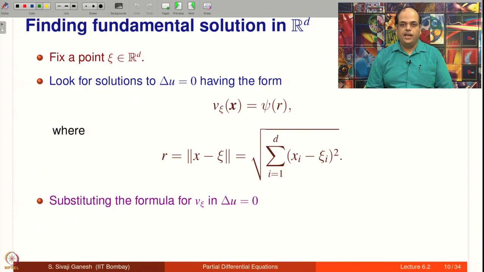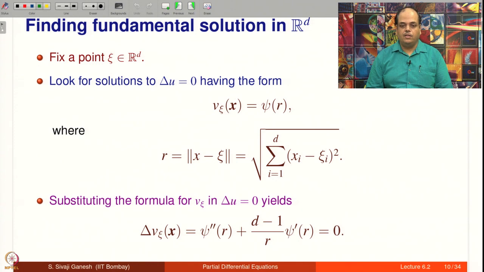Substituting the formula for v xi in Laplacian u equal to 0 yields Laplacian v xi of x equal to psi double dash of r plus d minus 1 by r into psi prime of r, and that is equal to 0. This is what we want. Therefore, finding v xi is the same as finding psi, and psi satisfies this ODE. So, we need to solve this ODE. This is a second order ODE with variable coefficient, but it is a simple variable coefficient. So, it is very easy to solve.